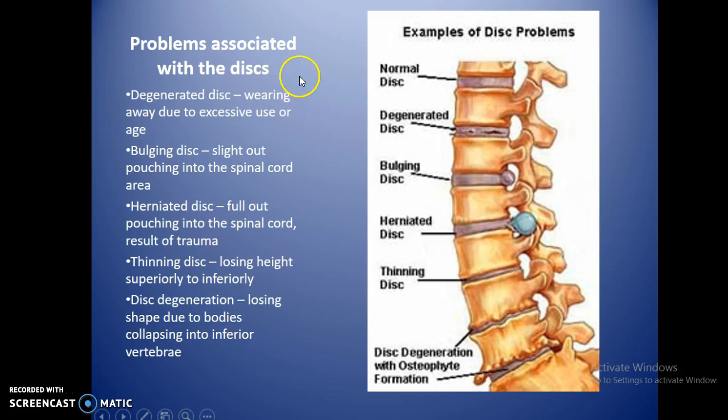Problems associated with the disc. This is everything that can go wrong basically in the spine. Degenerating disc, wearing away due to excessive use or age. You can read through these, look at these normal discs, how they protrude backwards. These herniated discs are big problems because they bulge against the spinal cord.